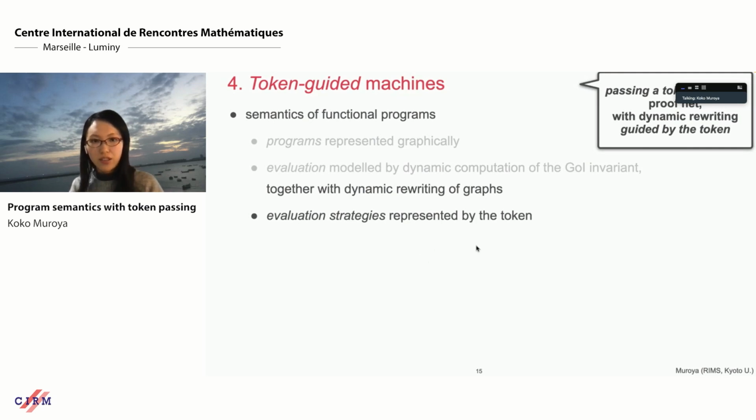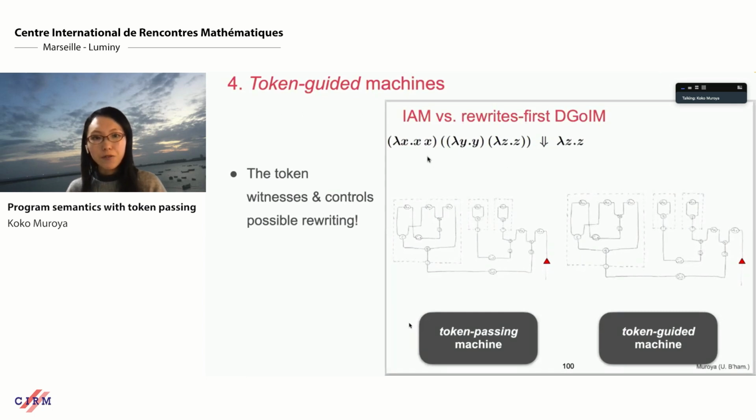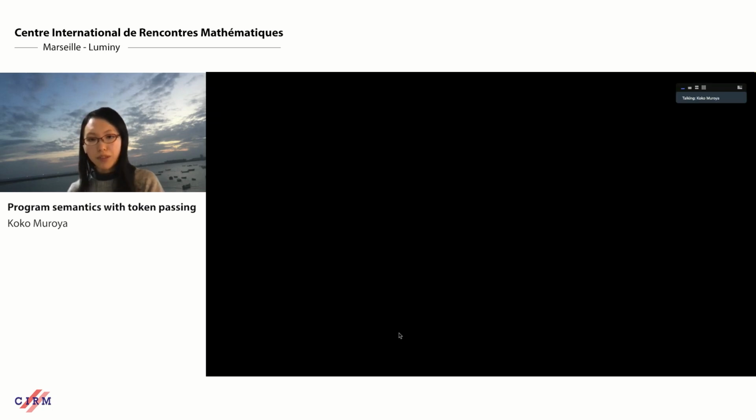So I'll show you an example. We're trying to evaluate this lambda term that we've seen before, and the result is going to be this lambda term, just functional application. And then on the left-hand side, I will show you the token passing machine given by Danos and Regnier. And on the right-hand side, I'm going to show you a token guided machine. So let's first see what happens.